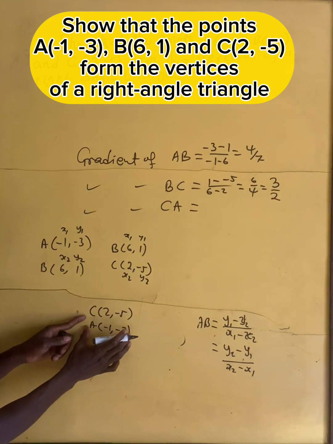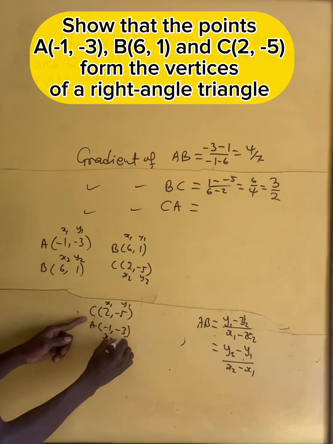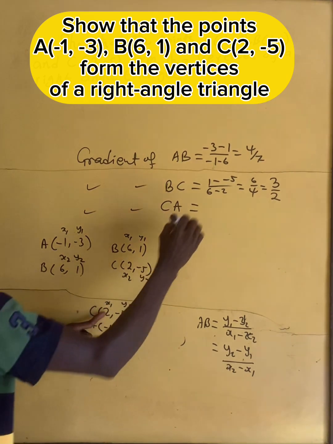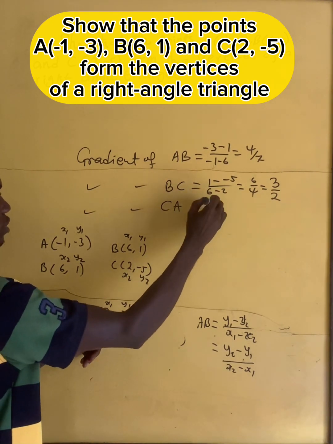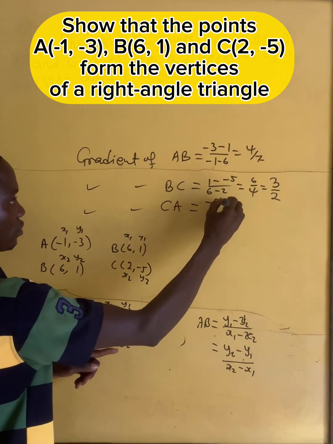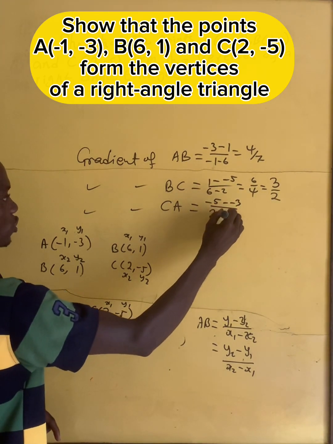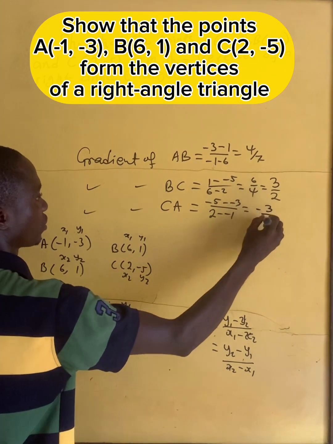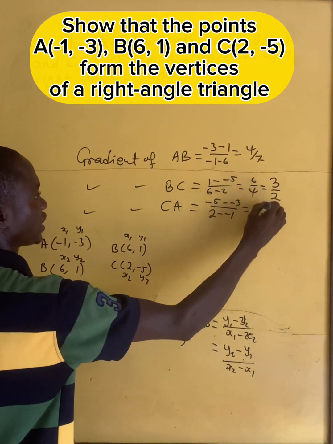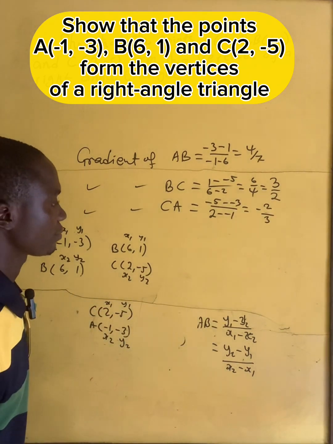If I come here, x1, y1, x2, y2. So I have -5 minus -3 divided by 2 minus -1. And this will give me negative 2 on 3 in a very simple way.